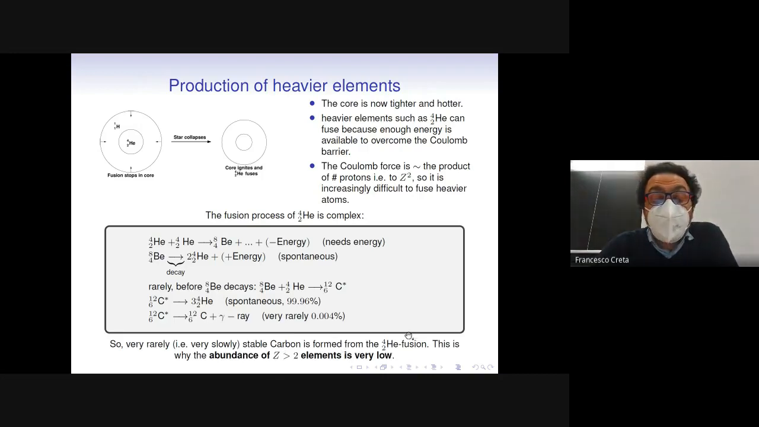So carbon is formed from the fusion of helium. Bear in mind that this is the only way in which you go from helium to carbon. So from helium to heavier elements, then even heavier elements will come from the fusion of this carbon. So you see, it's a very, very slow and very rare process. This is why heavier elements are much more rare than hydrogen. They've gone through a lot of processes in between.